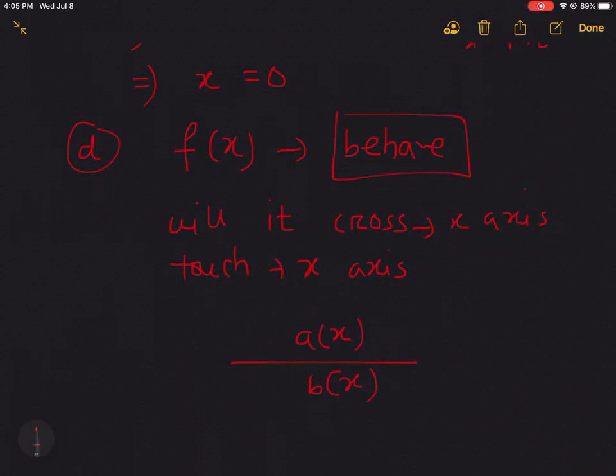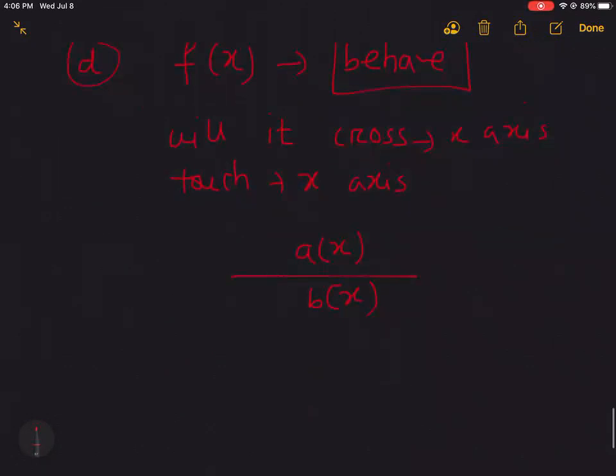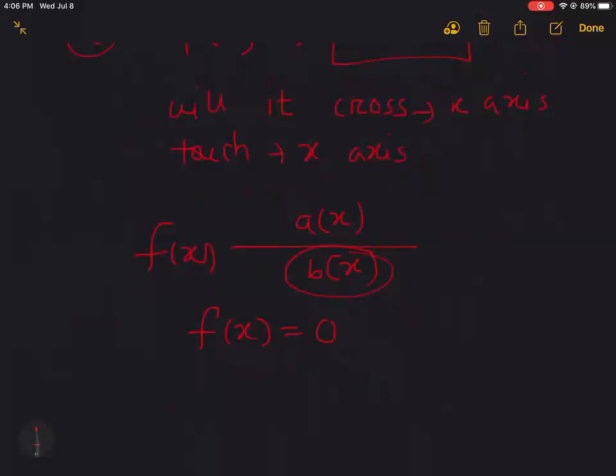F of x equals 0. So if you plug in f of x equals 0, this is my f of x. So your denominator can't be 0, right? You'll have a vertical asymptote there, okay? So that's the idea. Your denominator can't be 0. You'll have a vertical asymptote there. So all you need to check is the numerator, right? And you can even see that from here. If your functional value is 0, that means a of x will be 0. And you need to solve it for x.